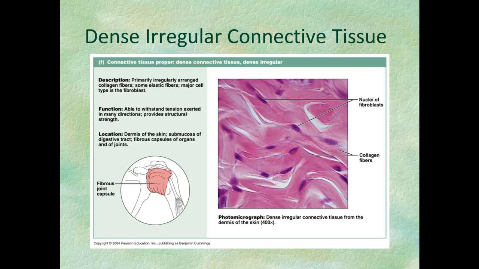For instance, under the dermis of your skin is one of the places that dense irregular connective tissue is found. Your skin gets pulled in all different directions, and that dense irregular connective tissue helps to compensate for that. Another place you find it is in the fibrous capsules that surround joints. Especially your ball and socket joints move in all different directions, and again, those joint capsules have to be resistant to pulling in more different directions than you would find from a tendon or a ligament.